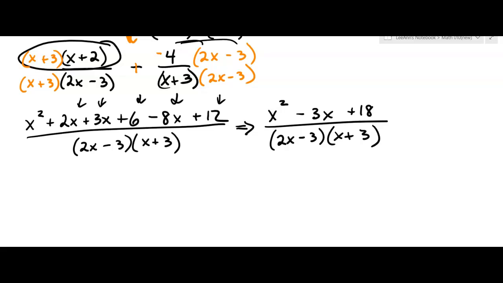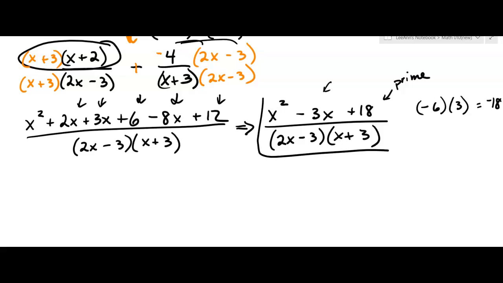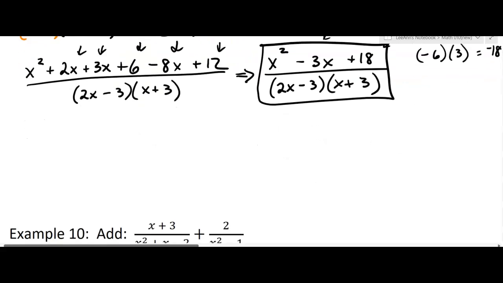Okay, so the next thing to do is to try to simplify it. The numerator, though, doesn't factor. So this is prime. You might be saying, well, what about 6 and 3? The problem is I would need one of them to be negative. And if I had a negative 6 times positive 3, that would get me a negative 18 and not a positive 18. So it doesn't work. It looks like it was going to work, but it doesn't factor. So we're done with that one.